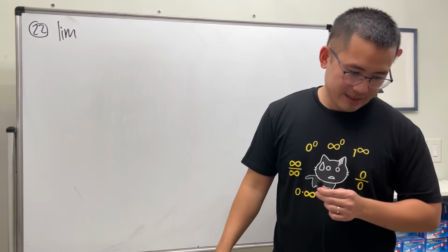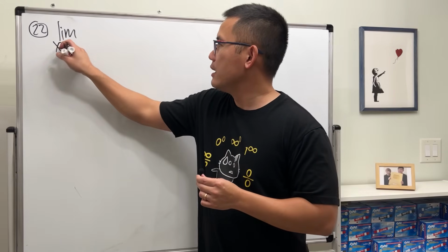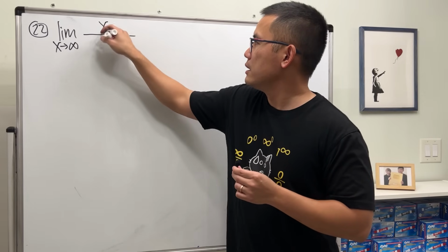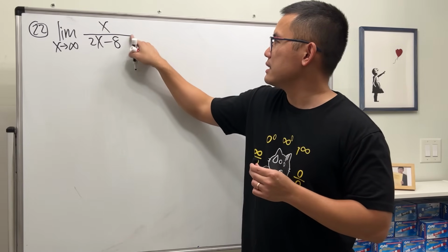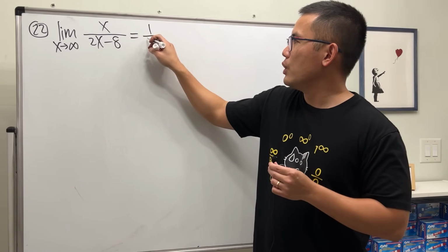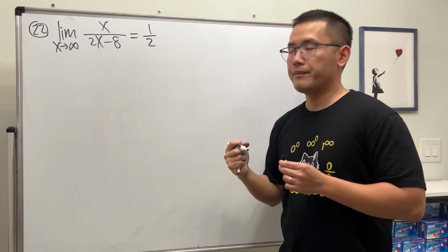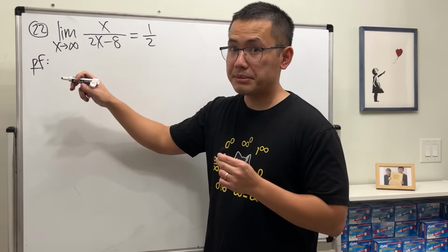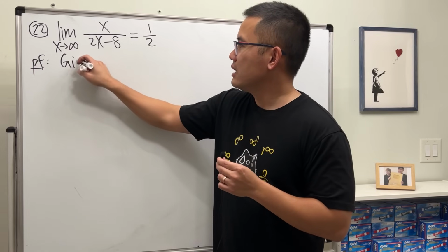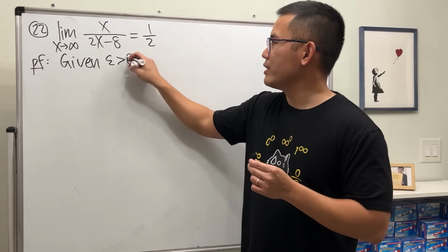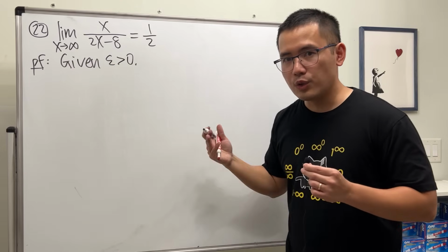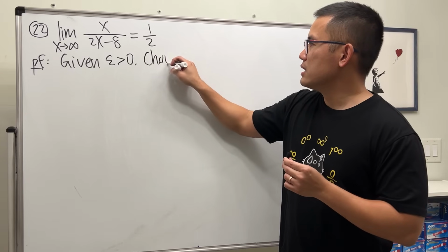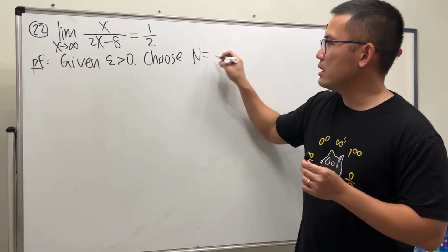Limit x approaching infinity, and we have x over 2x minus 8. And this equals 1/2. Here we go. This is finite, so we need epsilon. Given epsilon greater than 0 and x is approaching infinity, so we need big N. Yes, you got it. So choose big N.